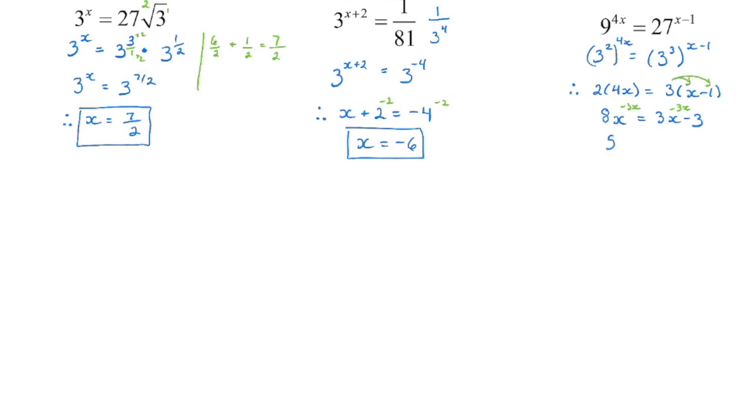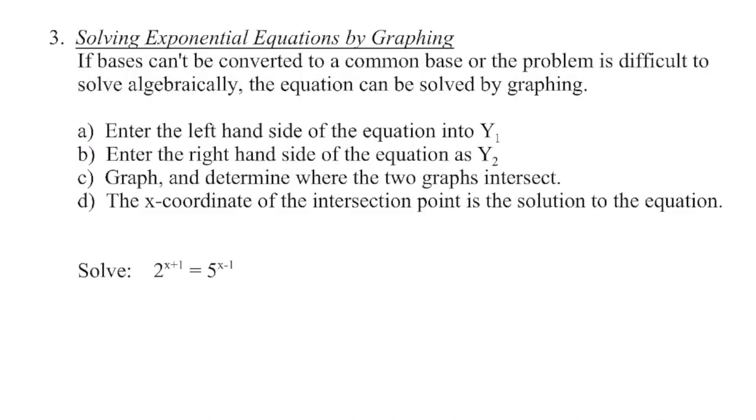8x minus 3x is 5x, and we have the -3 on the right-hand side. We're then going to isolate our x by dividing out the 5. 5 divided by 5 leaves us with 1x. And again, I'm going to leave this in fraction form. So we think x is -3/5, which we're then going to put into our calculator to verify if that is true or not. What if we see an example like this one down here?